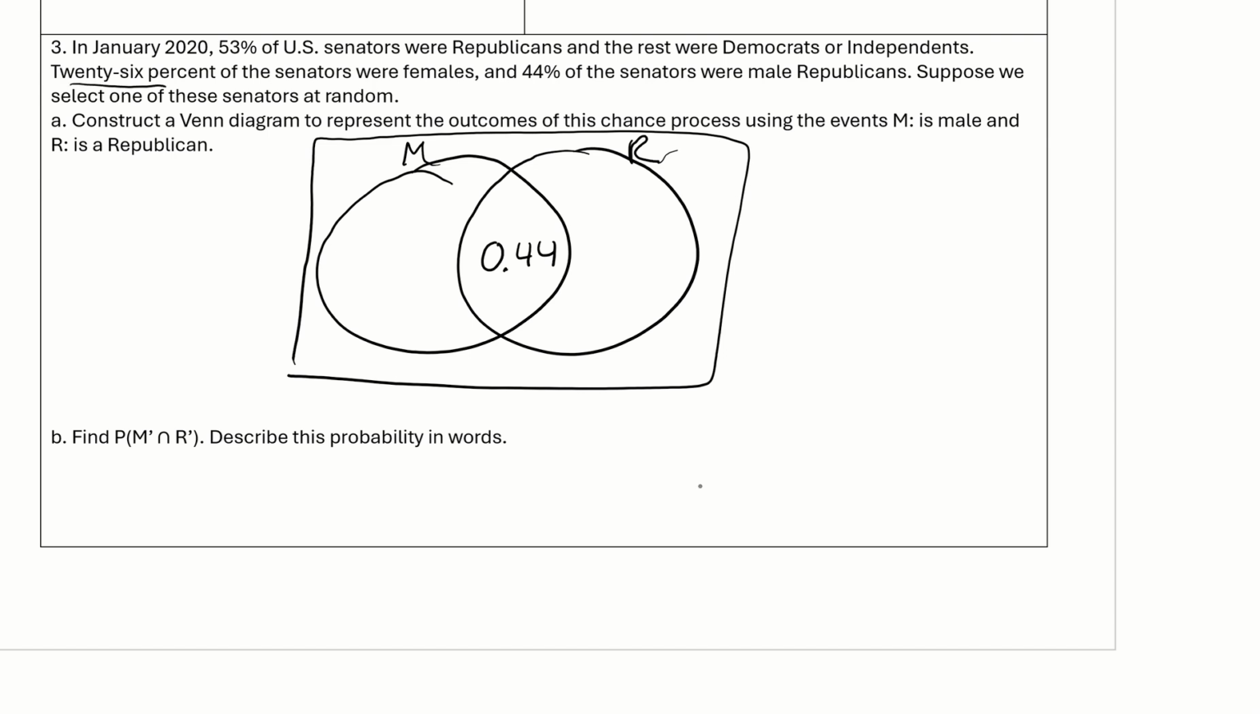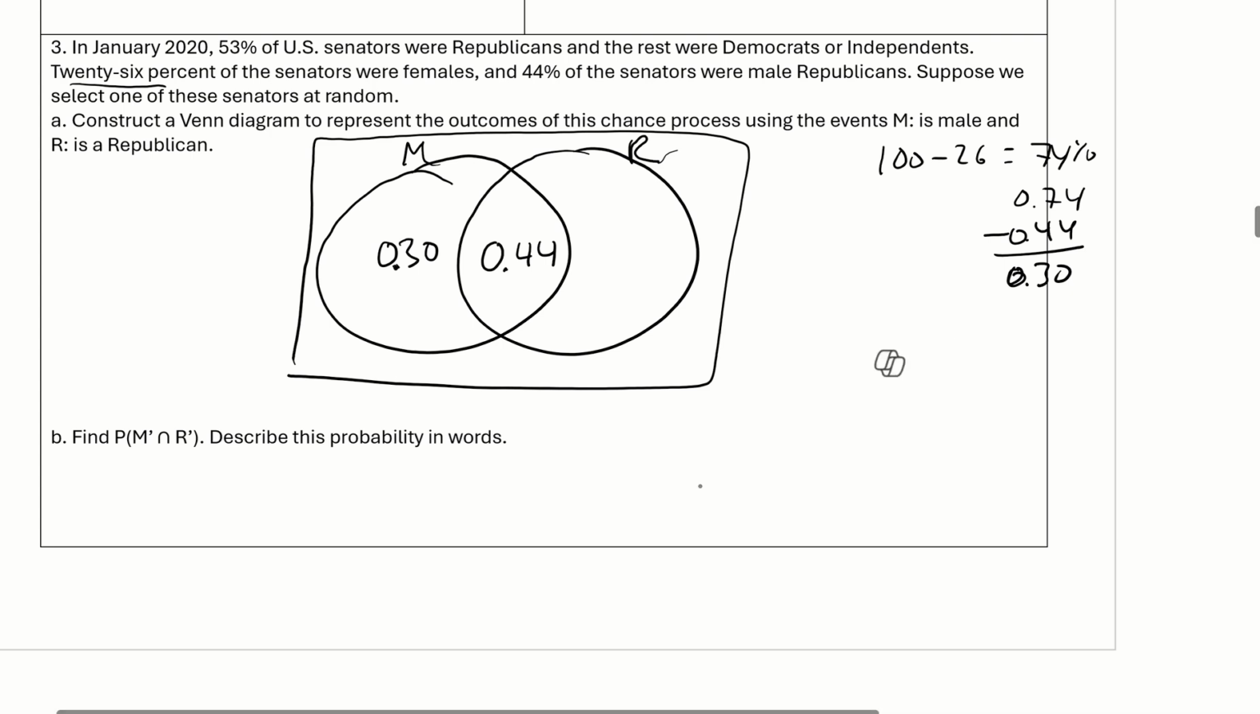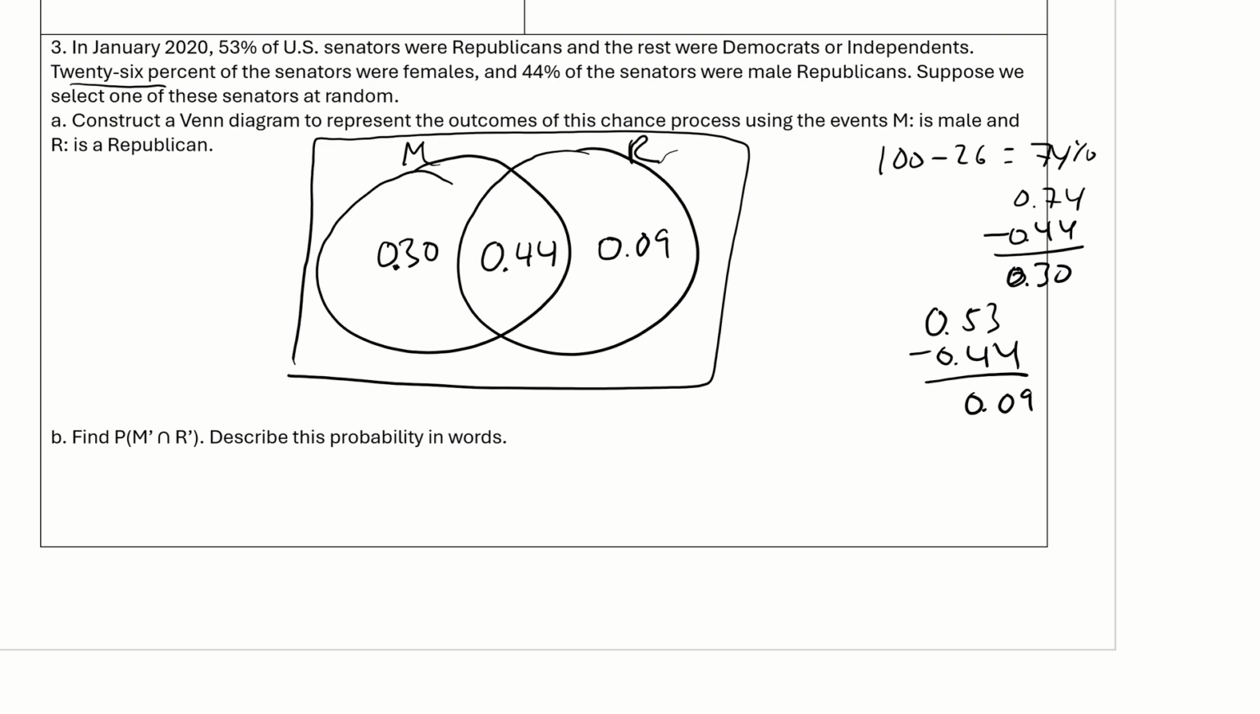Now it says that 26% were females. So that means 100 minus 26% is 74%. So 74% were males. But we got to subtract that from 0.44 to get the males that are not Republicans. So right here, 0.30. And then 53% of the U.S. senators were Republicans. So we got 0.53 minus 0.44 is 0.09. So this is 0.09 Republicans that are not males. In other words, Republican females. And then add these up, subtract that from 1.